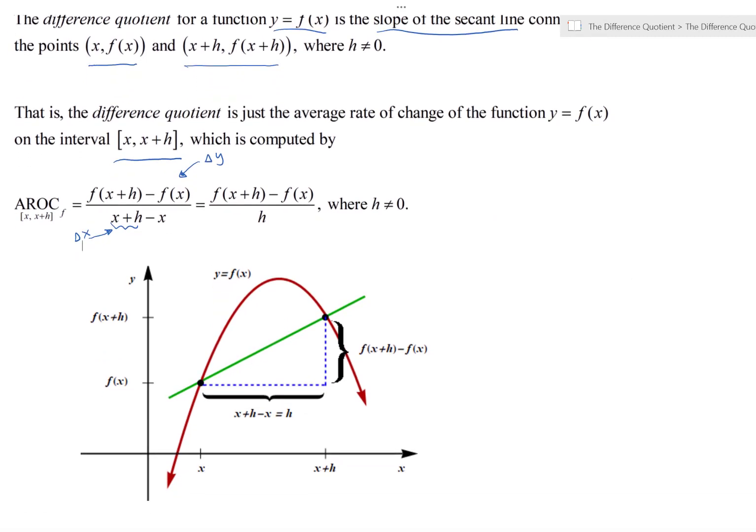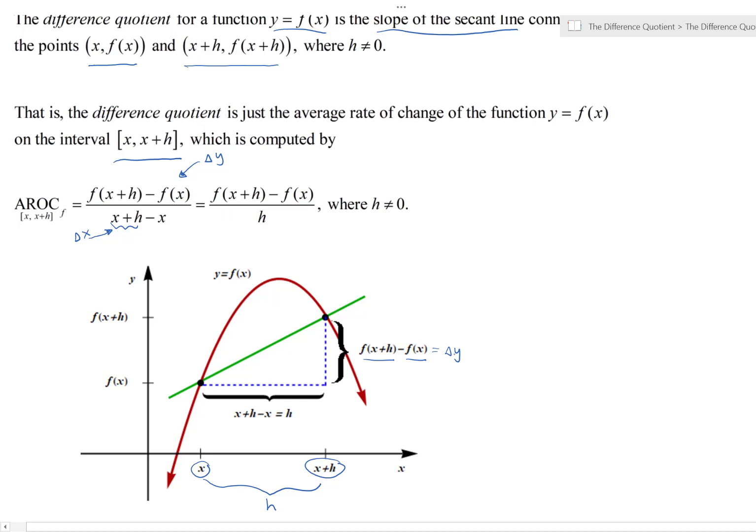Again, we just pick two x values and consider the interval for which we want to find the average rate of change. So you're going from x to x plus h, and the distance between those two x values is just some distance h. The corresponding output change, f of x plus h minus f of x, that's the change in the output direction, your corresponding change in y.